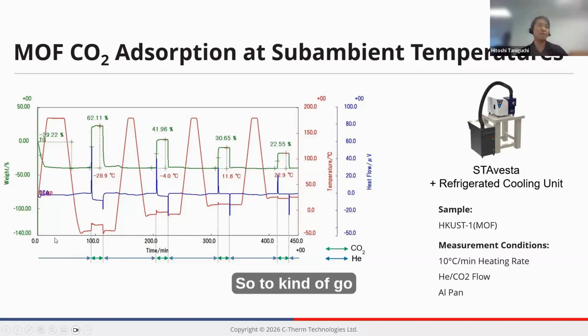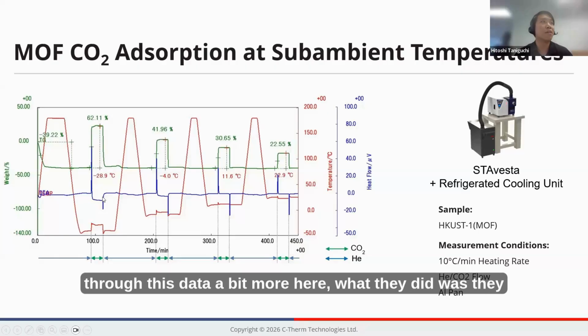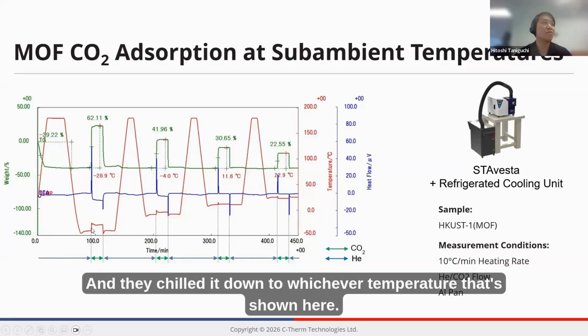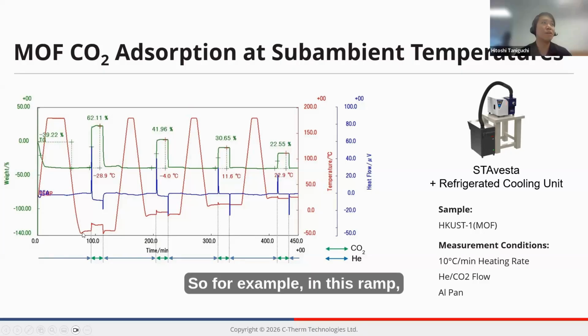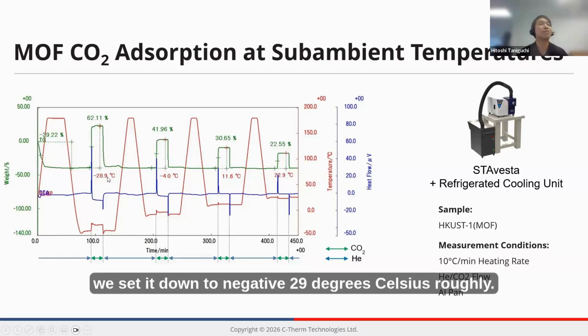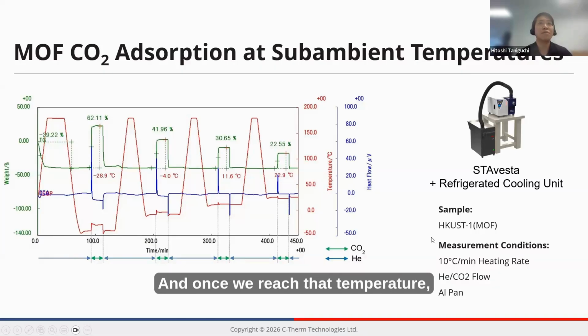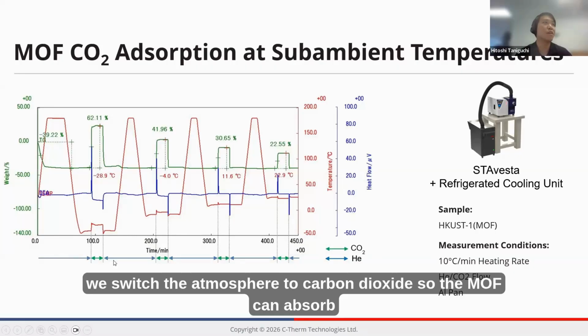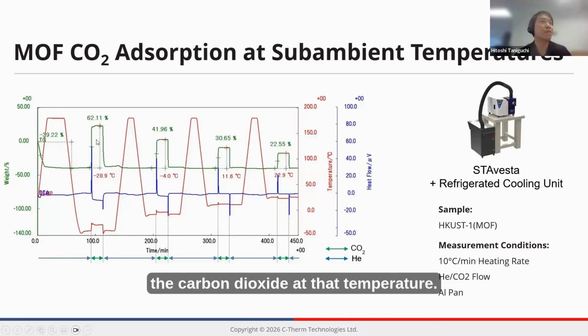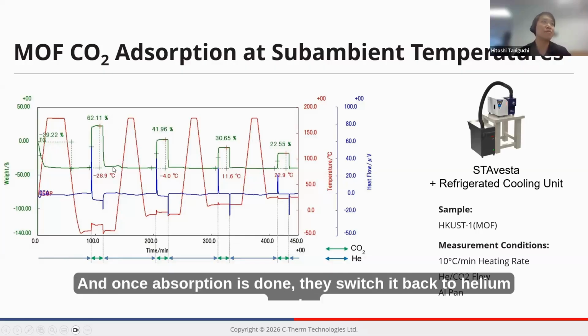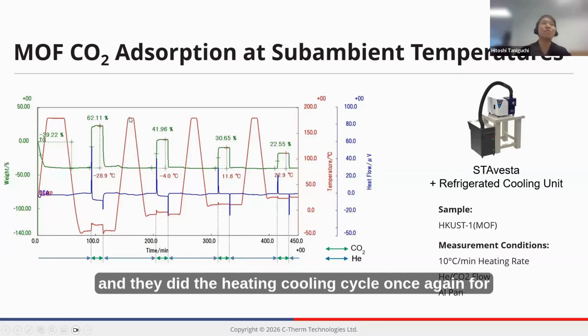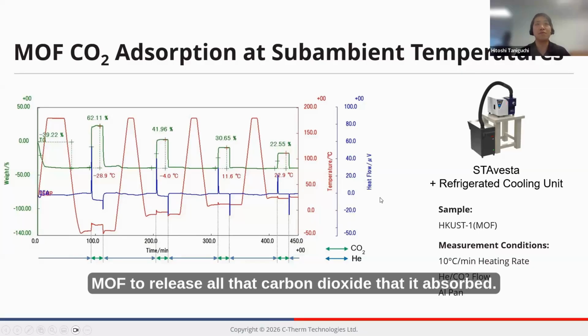So to go through this data a bit more here, what they did was they first set up the measurement under helium atmosphere, and they chilled it down to whichever temperature is shown here. For example, in this ramp, we set it down to negative 29 degrees Celsius roughly. And once we reach that temperature, we switch the atmosphere to carbon dioxide so the MOF can absorb the carbon dioxide at that temperature. Once absorption is done, they switch it back to helium again, and they did the heating cooling cycle once again for the MOF to release all that carbon dioxide that it absorbed.